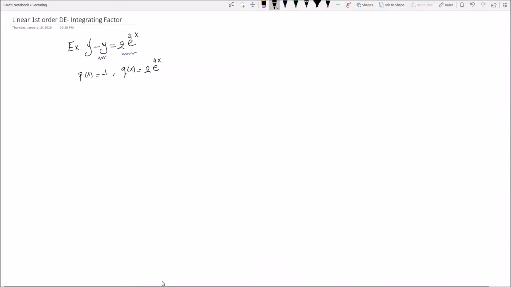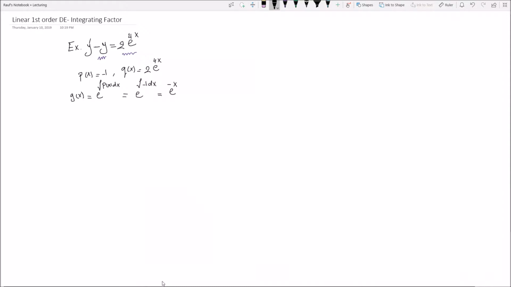Next step, we want to find the integrating factor. As we said before, the integrating factor can be represented as g of x equals e to the power of the integration of p of x dx. In this case, p of x is -1, so the integrating factor is e to the power of the integral of -1 dx, which equals e to the power of -x.